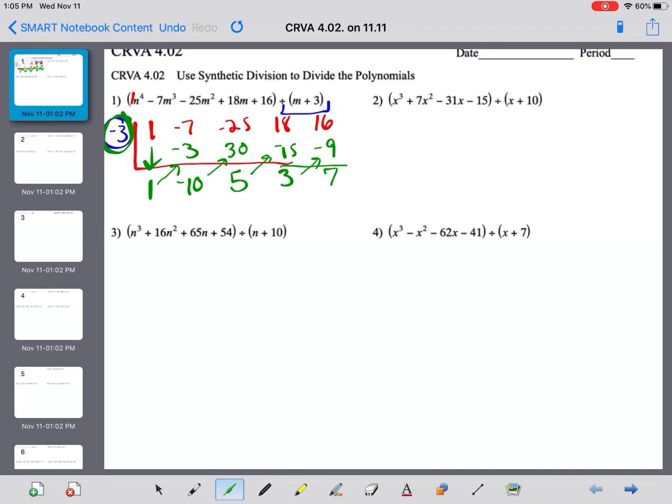We've done everything, but we need to answer the question. When you are done, this bottom number represents your remainder. So our remainder is 7. The next value always represents the constant, the number without an x in the polynomial. And then you just go up. Constants are like x to the power of 0, this would be x to the power of 1. This negative 10 represents the number of x squareds. And this 1 represents x to the power of 3. There's 1x to the third in my answer.